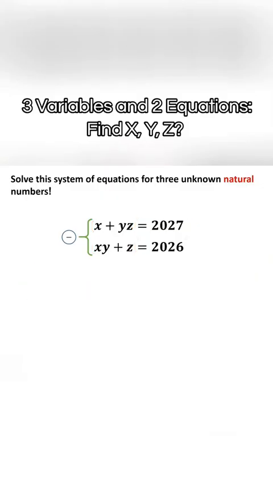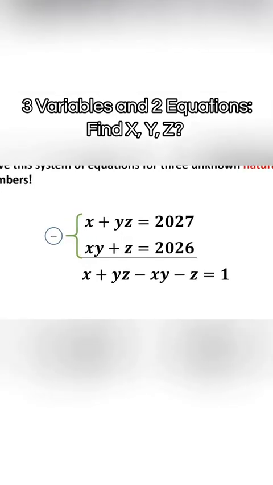Let's look at the right side of the equations, 2027 and 2026. The difference is exactly 1. So let's keep it simple and subtract the second equation from the first. By doing this, our expression becomes x plus yz minus xy minus z equals 1.